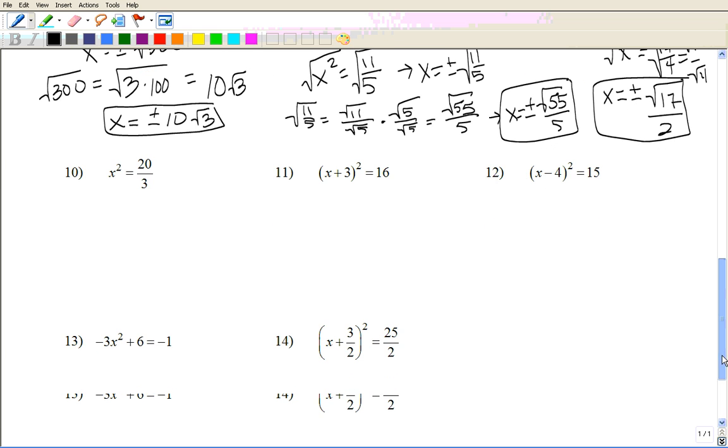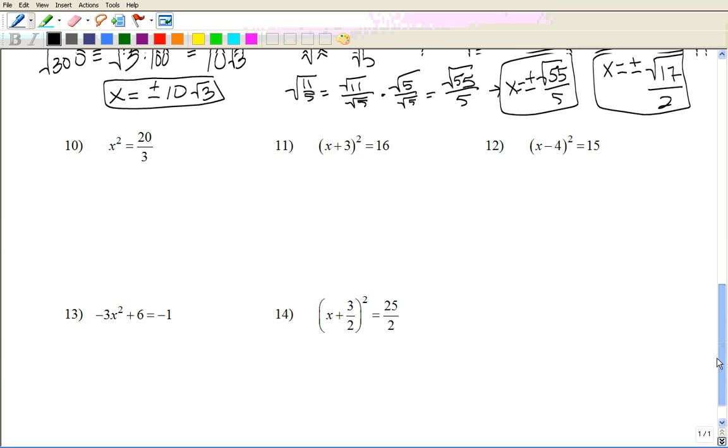Okay, so just a few more problems. Number 10, we have x squared equals 20 over 3. Well, the x squared is already isolated. That means we can go ahead and take the square root of both sides. So I get x equals positive or negative. Instead of the square root of 20 over 3, I'm going to split that into two separate radicals. It's the square root of 20 over the square root of 3.